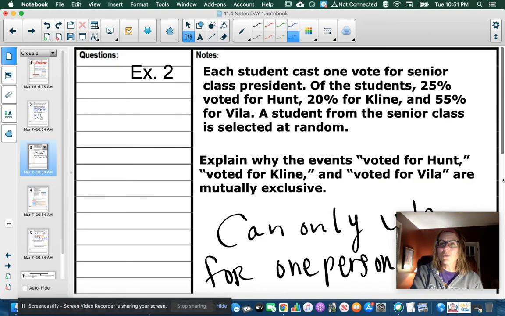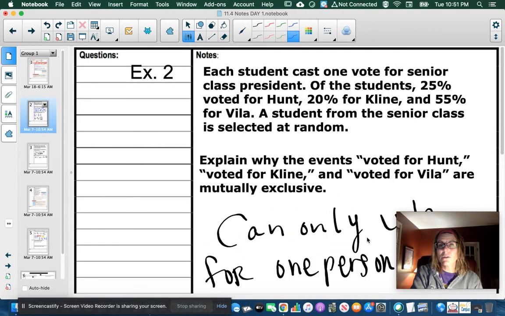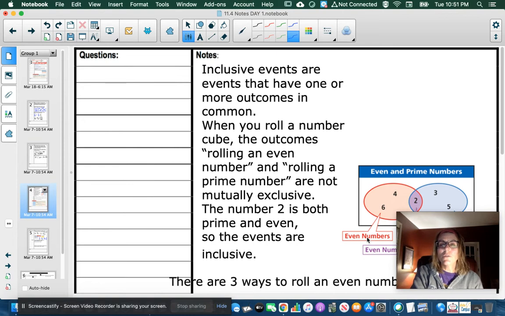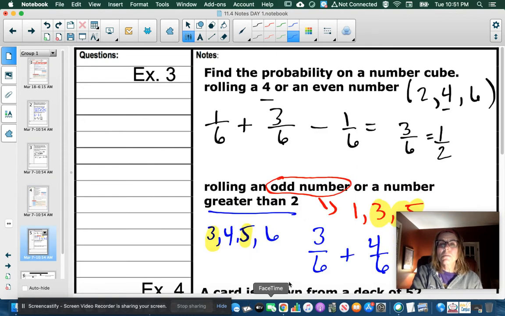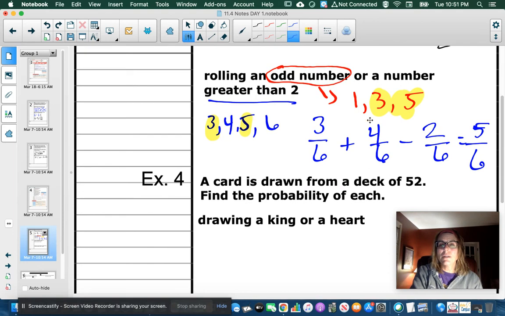I called them mutually inclusive. That's not the name. It's mutually exclusive, and the other is inclusive. When you have inclusive events, you have to subtract off the event or events that happened in both, so you're not double counting.